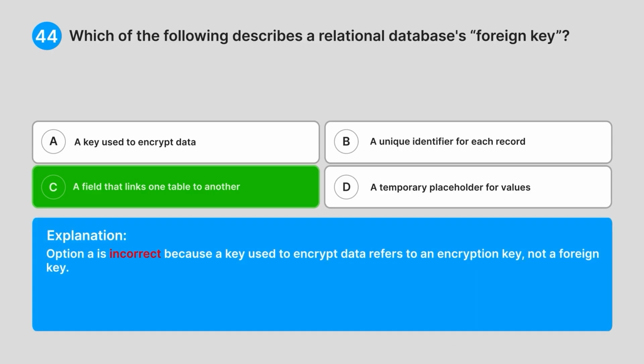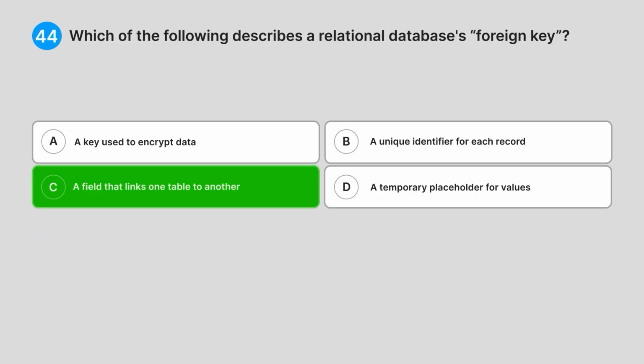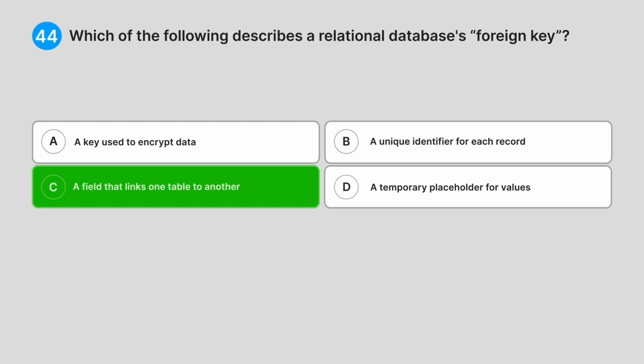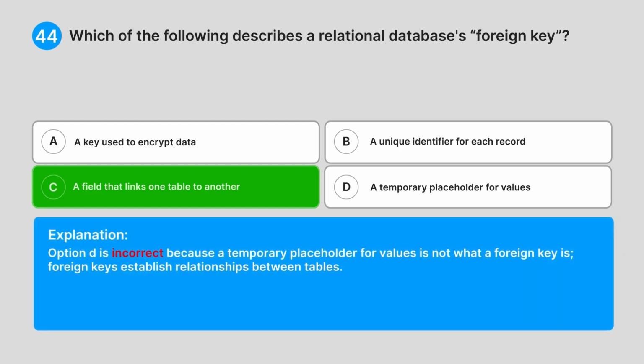Option A is incorrect because a key used to encrypt data refers to an encryption key, not a foreign key. Option B is incorrect because a unique identifier for each record describes a primary key, not a foreign key. Option D is incorrect because a temporary placeholder for values is not what a foreign key is. Foreign keys establish relationships between tables.